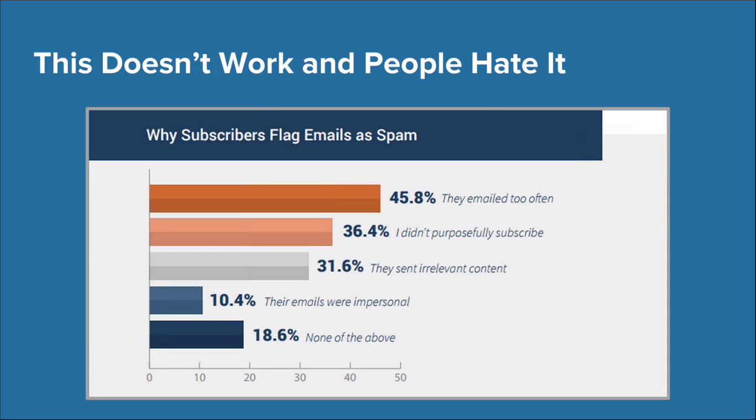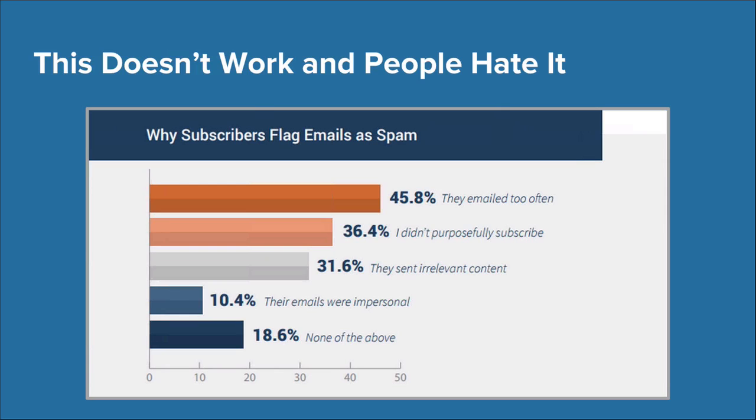This statistic is from a study that we at TechnologyAdvice conducted. We surveyed adult consumers in North America, and we asked them, why do you flag emails as spam? So, the highest answer is that people email them too often. So sending frequency would be a big deal. Test that, obviously. If you're in the batch and blast stage, you're not concerned about that. Second is imperfectly subscribed, which refers to passively adding emails or the lack of an opt-in process.